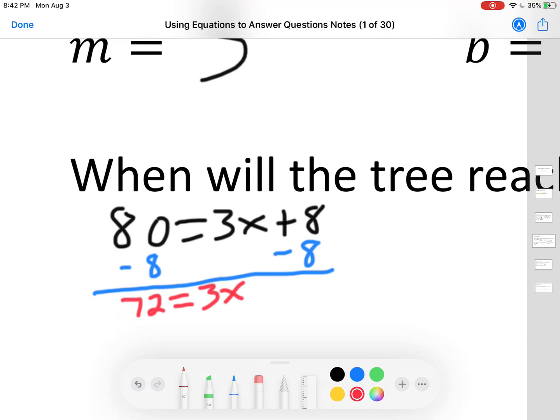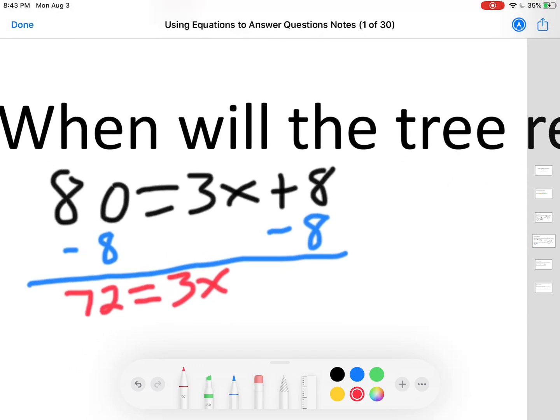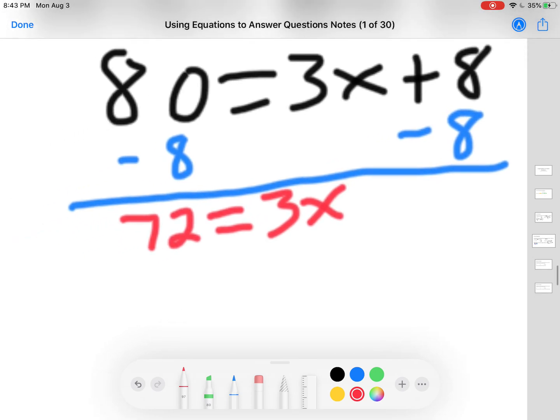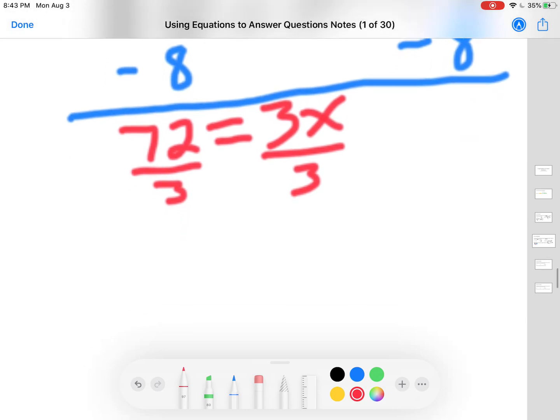I don't need to put plus 0 because 3x plus 0 is just 3x. Next, all I have left is this 3. Remember we had to get rid of the 3 and the plus 8? Well, we got rid of the plus 8. Now we have to get rid of the 3. The 3 is multiplying x. To get rid of a 3 that multiplies, you have to divide by 3. And since I divide the right side by 3, I need to divide the left side by 3 also.